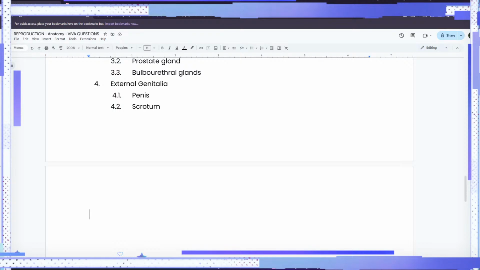I think, of course, you must start off with more detail now. So another possible viva question could be about the testis. The next possible question that can come up is basically the coverings of the testis. So that is question number two.